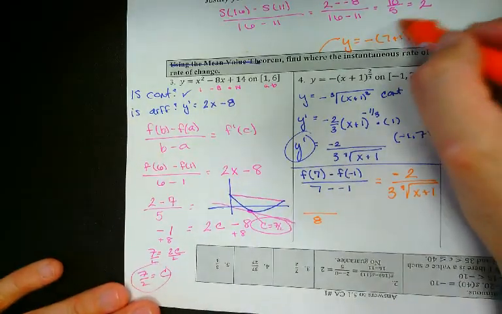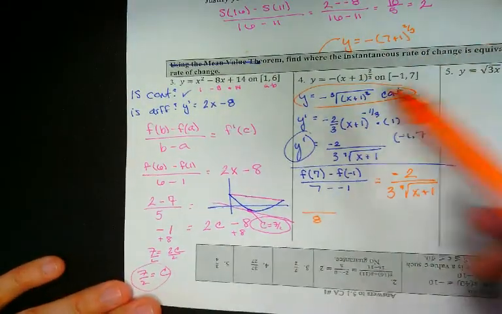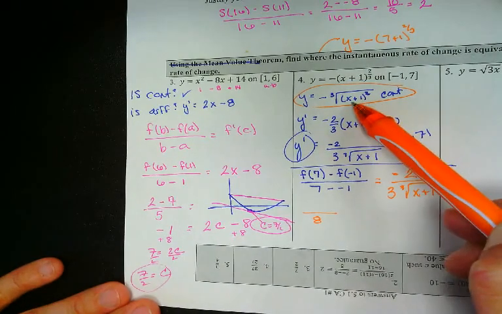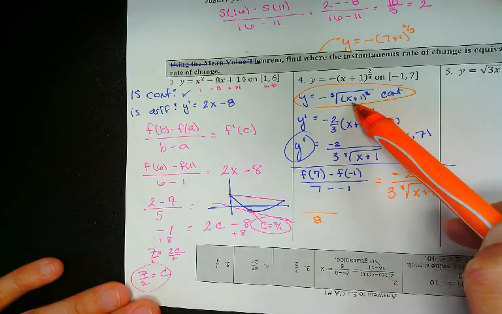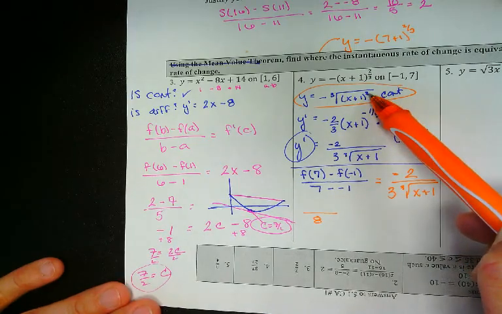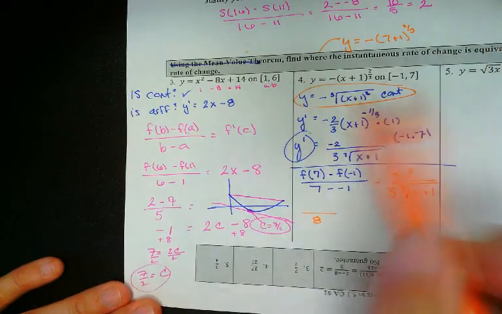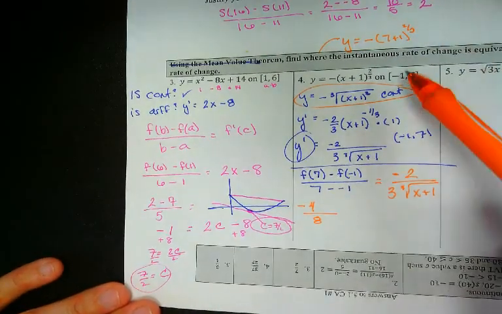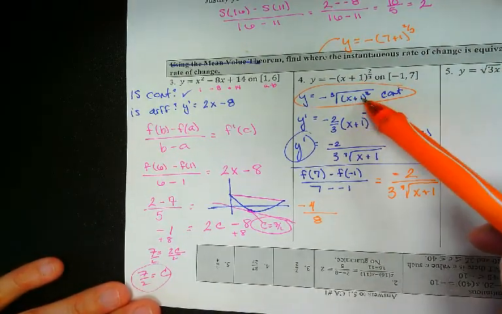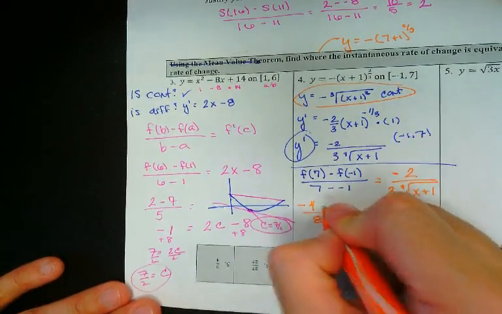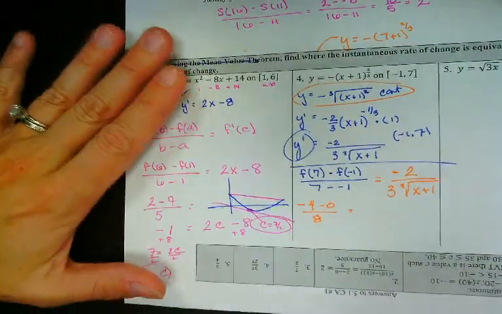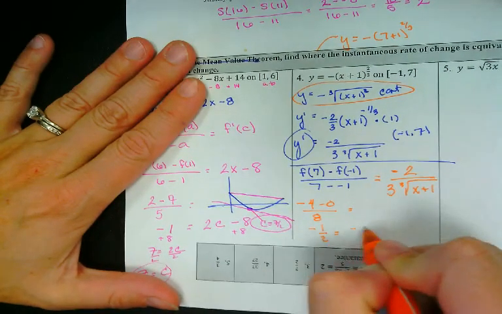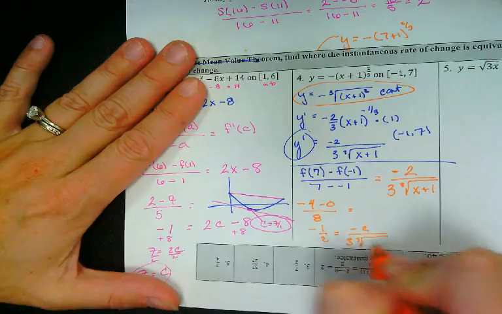So again, I would write it as a root, which I did here. If I plug in a 7, I get 7 plus 1 is 8. Cubed root of 8 is 2. 2 squared is 4. So this should be negative 4. If I plug in a negative 1, plus 1 is 0. 0 to anybody is still 0. So I get negative 4 over 8, or negative 1/2, equals negative 2 over 3 cubed root of x plus 1.